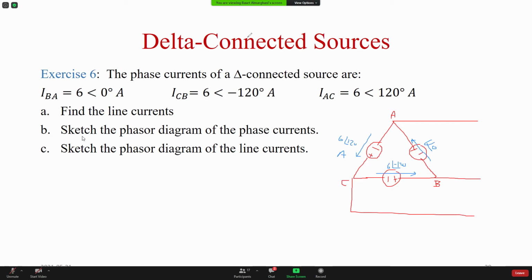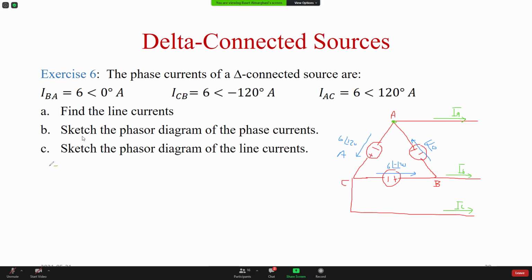They say find the line current, so the current here in this line, let's say IA, and the one here, let's say IB. The one here, it is IC. So we know in delta, the phase current and the line currents are not the same. The one in the phase, when it comes to this point, some of it will go that way, some will go this way. So the phase is not the same as the line.